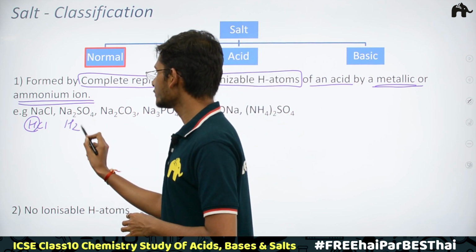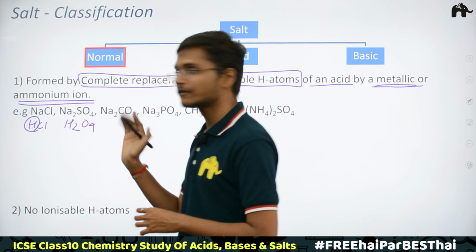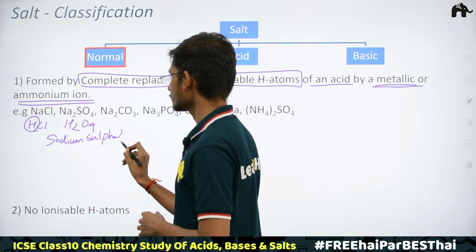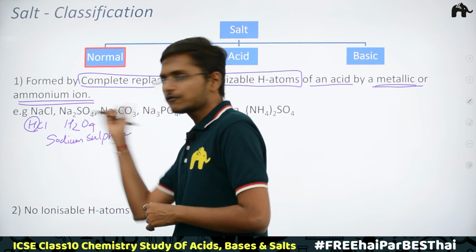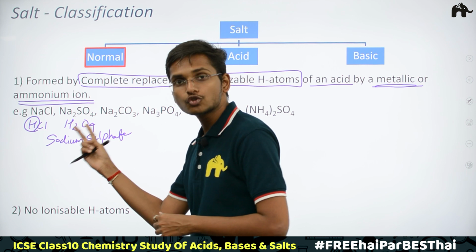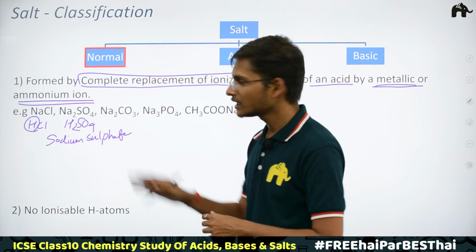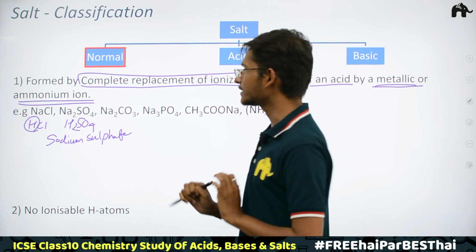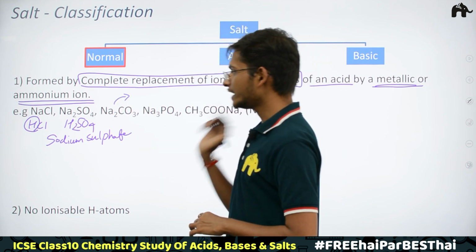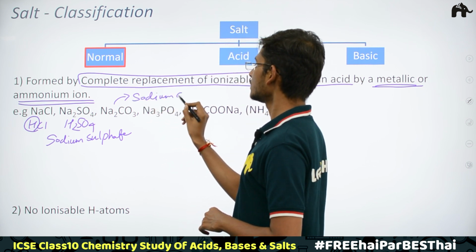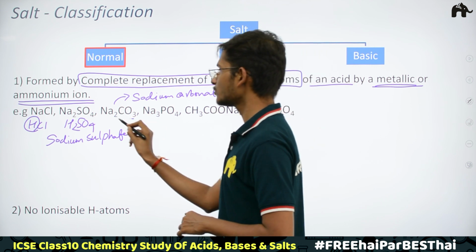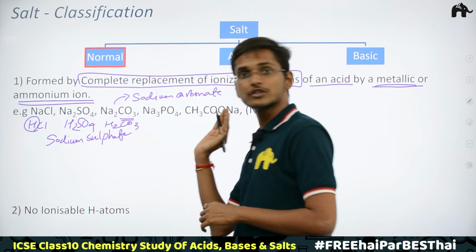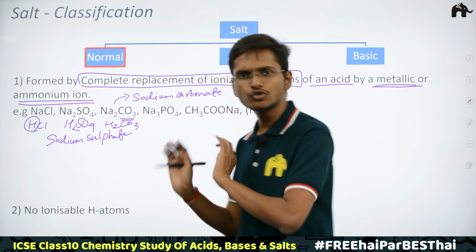Same way, Na2SO4, this is sodium sulfate, and this is formed by the complete replacement of the two ionizable hydrogen atoms of H2SO4, which are being replaced by 2 Na plus, and it is forming Na2SO4. We have already seen the formation of this salt in the previous slide. Then Na2CO3, this is sodium carbonate, because this is carbonate ion, so sodium carbonate. It is formed by complete replacement of the ionizable hydrogen atoms of H2CO3. There are two ionizable hydrogen atoms, they are getting completely replaced by 2 Na plus ions.